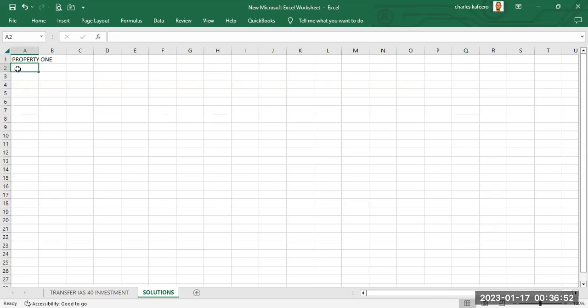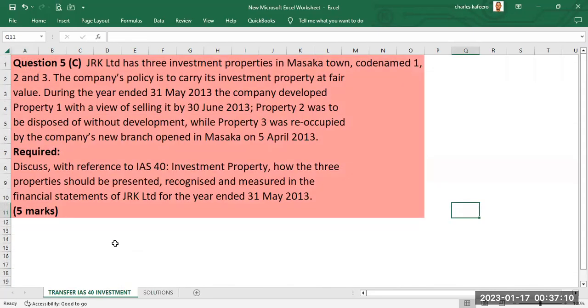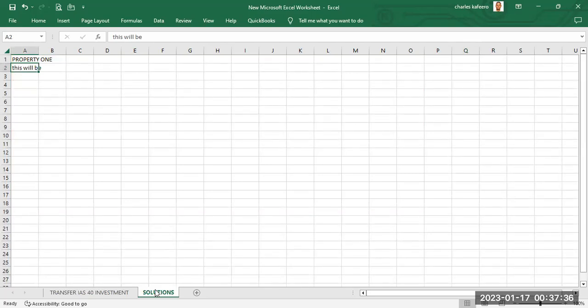We are now on property one. Remember, what we are accounting for here is the year ended 31st May 2013. But this asset, property one, will be sold by 30th June. It means they have not yet actually sold it, so this asset is still within their limits. Here we are supposed to say that this asset will be accounted for, because they have not actually sold the asset yet. So that's basically what we are supposed to be writing.